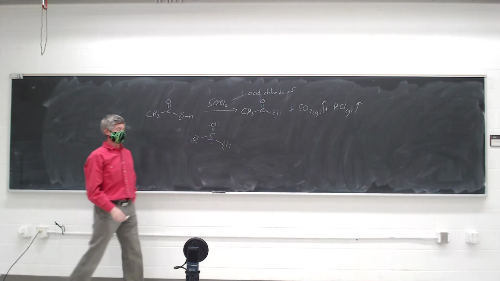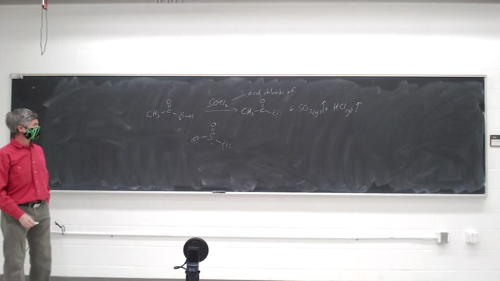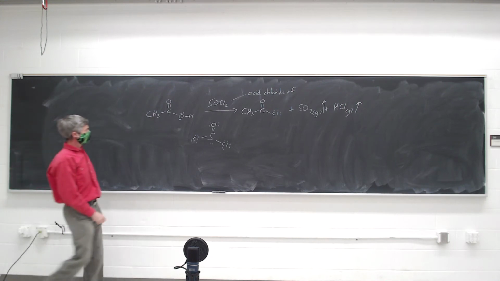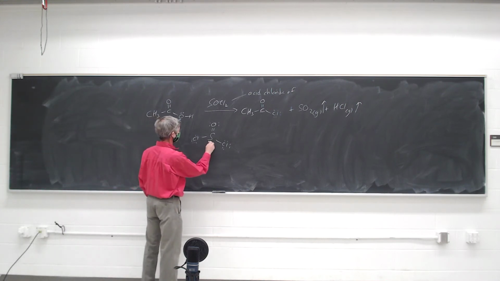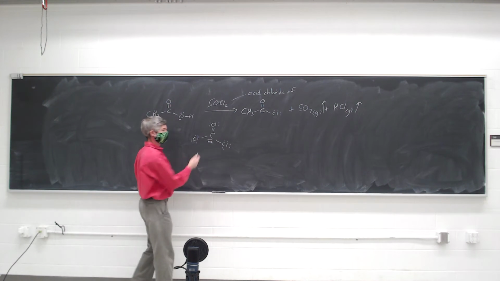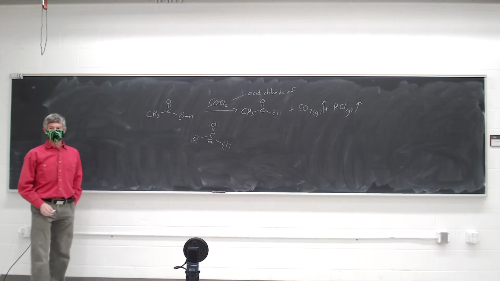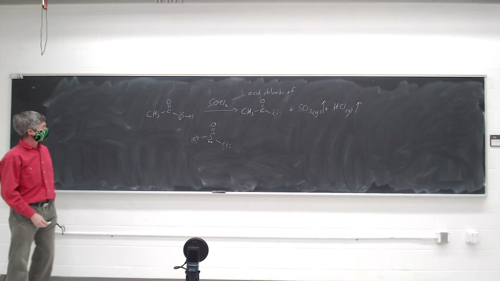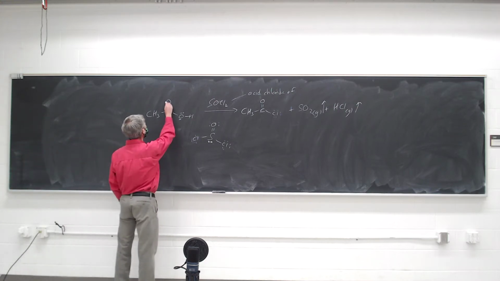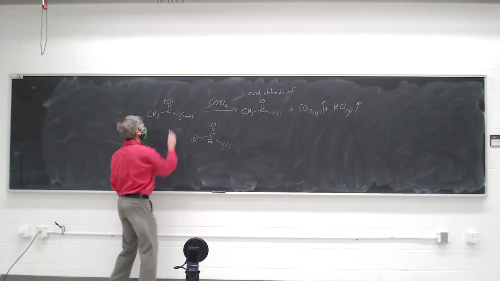So there's thionyl chloride. It's tetrahedral electron pair geometry, trigonal pyramid. It looks a lot like phosgene, except that it's got a lone pair on the sulfur because sulfur has more electrons than carbon. If you had to come up with a mechanism for this reaction, what would you do first?